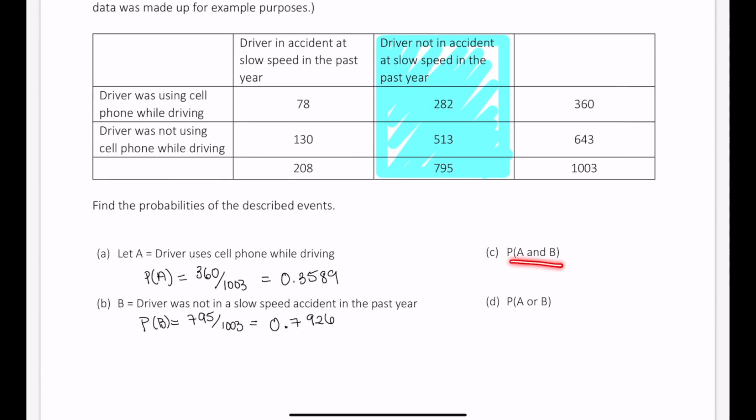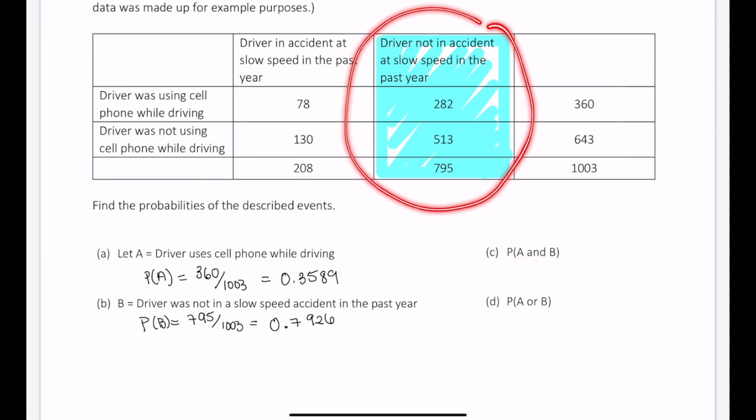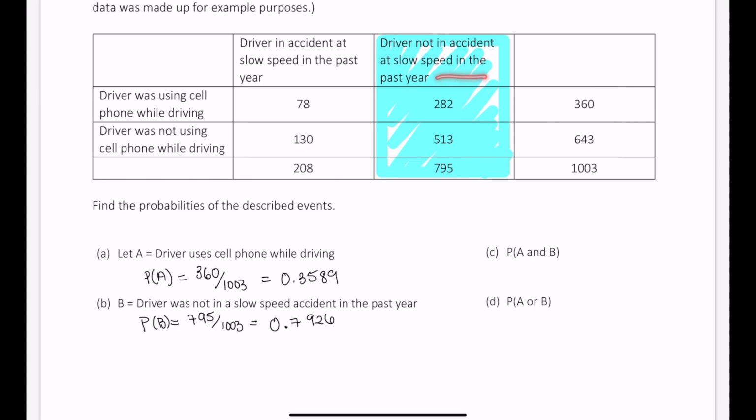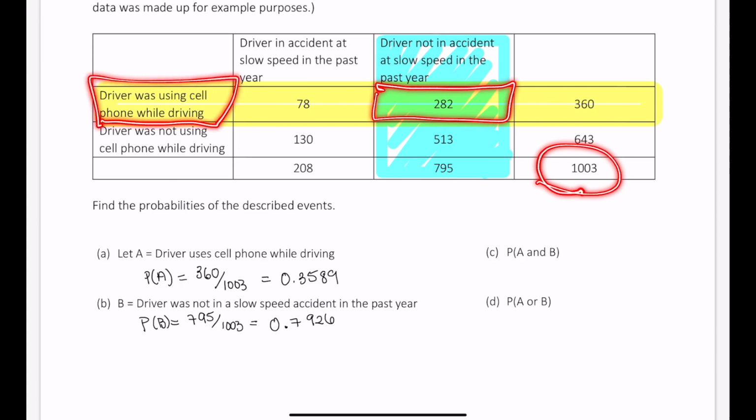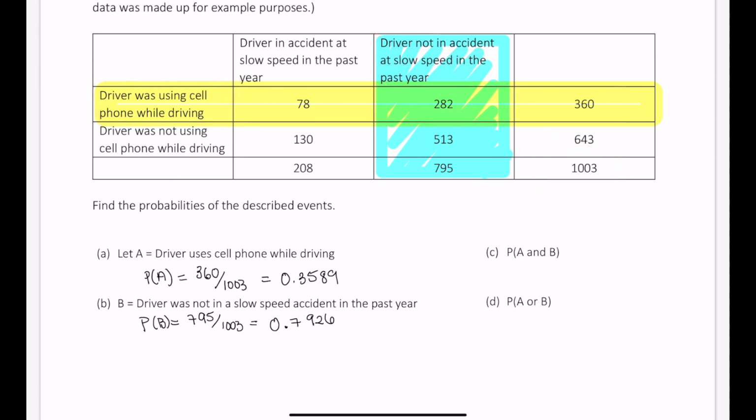Let's take a look at part C. Part C, I want the probability of A and B. And if you notice, we still have our highlighting for part B. So that is all the drivers that were not in an accident at slow speed in the past year. Let's go ahead and put the highlighting back for drivers that used a cell phone while driving. So how many drivers used a cell phone and were not in a slow speed accident this past year? Well, that's in this box here. 282 drivers out of 1,003 were using a cell phone while driving and were not in an accident at slow speed. So the probability of A and B is equal to 282 divided by 1,003.